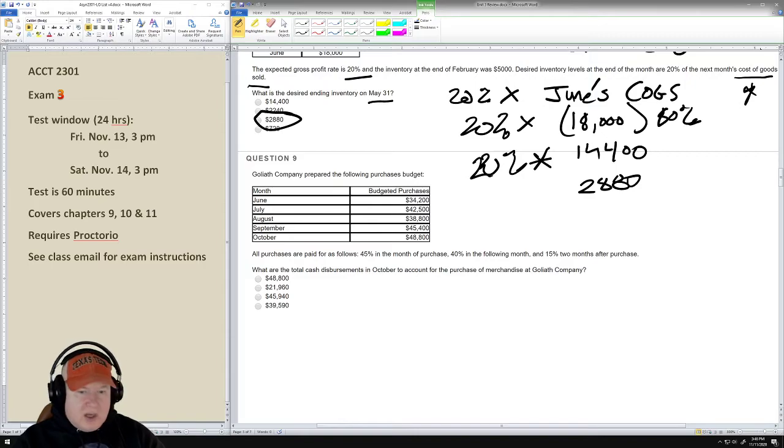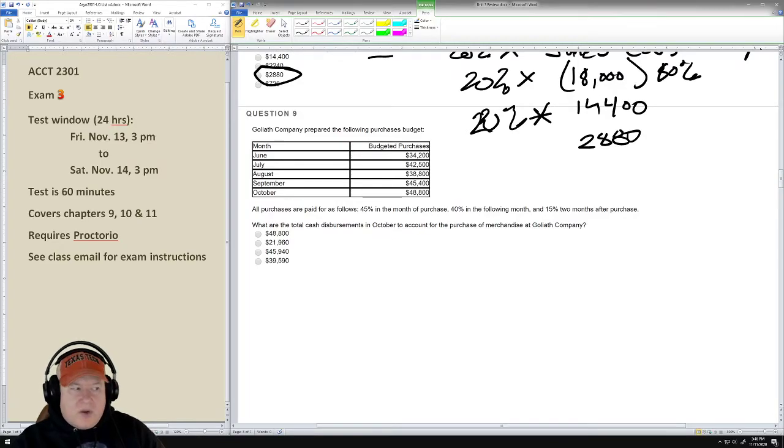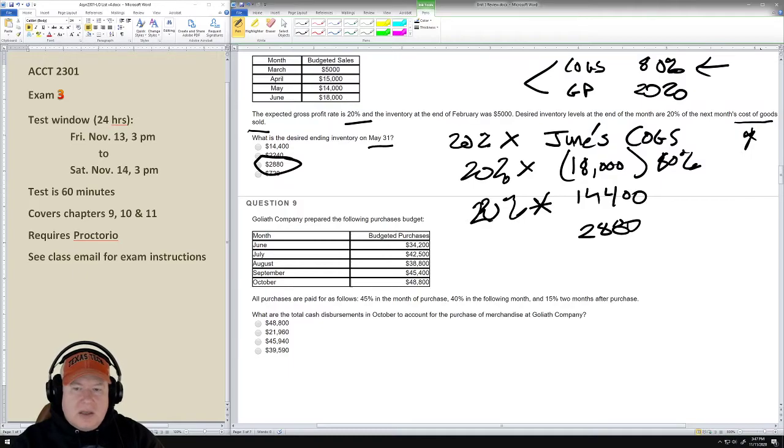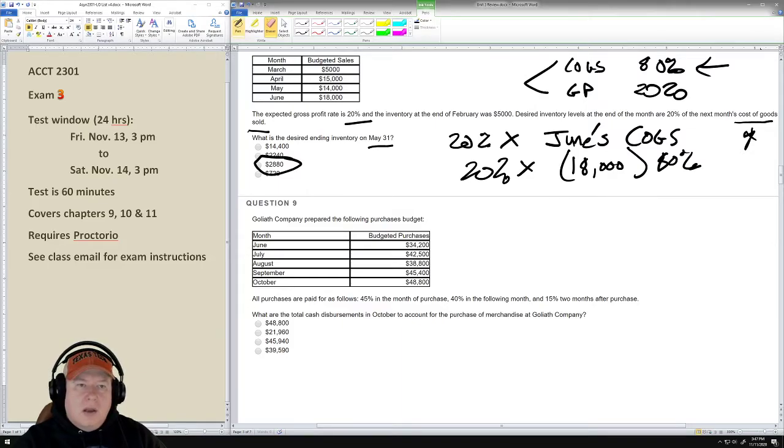Okay, this next one is they have the following budget. Purchases are, okay, so this is another one of those stagger things, right? So maybe what I'll do is the same thing. I'll erase some of this. So what are the total cash disbursements in October?